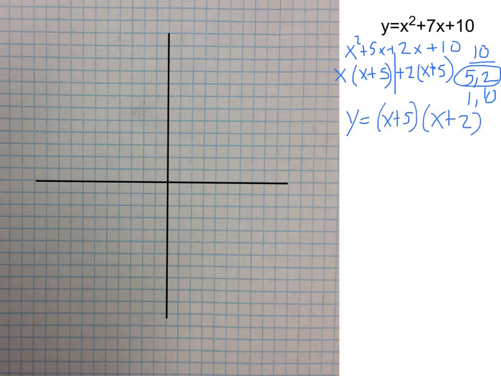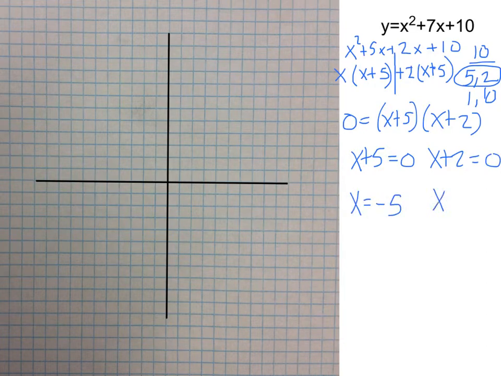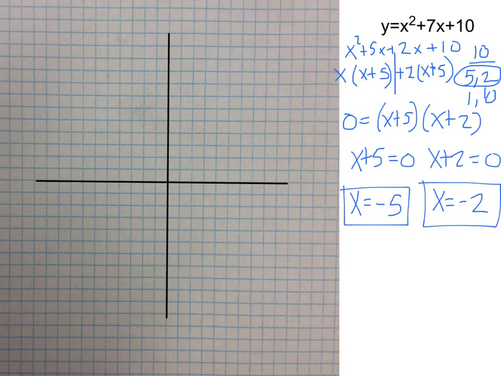Now remember, we are going to change your y to a 0, and then we solve. So x plus 5 equals 0, x plus 2 equals 0. So then to solve, x equals negative 5, x equals negative 2. So those are my two zeros. I'm going to plot those points. I have negative 2, 3, 4, 5. So I have my two zeros on my x-axis, remember.